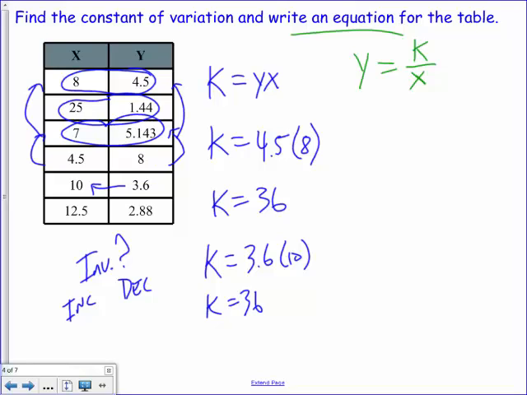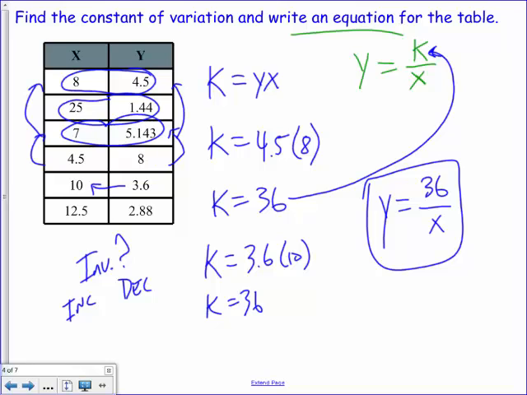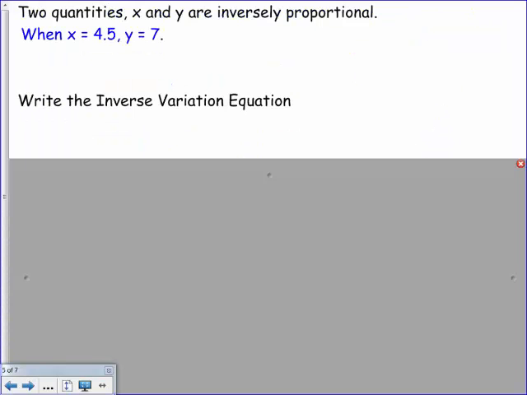And then to write my equation, remember we plugged that in for k. So I'd say y equals 36 over x for inverse variation. So now they're just being divided instead of multiplied, but the k is always on top. So this is similar to the day before, except now we have inverse proportional.